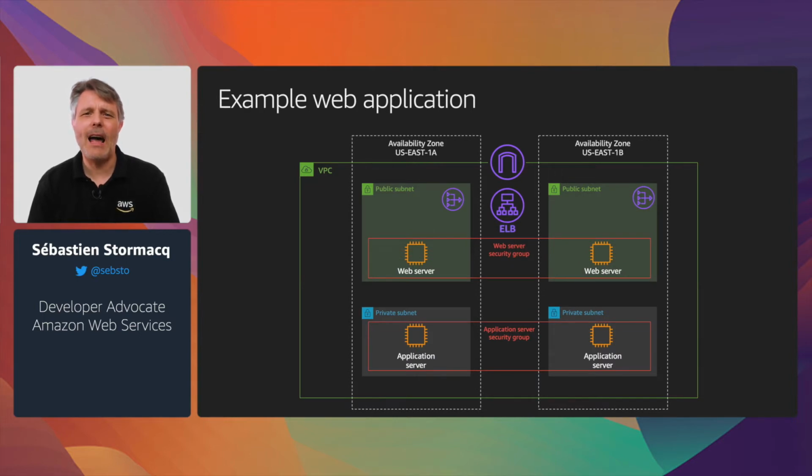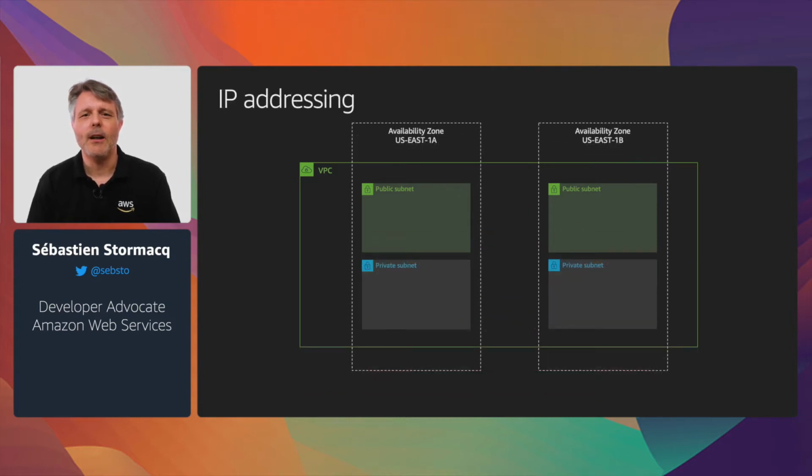So let's have a look at basic web application. A basic web application will be probably over multi-tier, so like your web server tier, your application server tier, and the web server will be in a public subnet because it needs to receive connection from the internet. The application server, you don't want to accept connection from the internet, so you are going to put that application server in a private subnet, and I will explain the difference between the two in a minute.